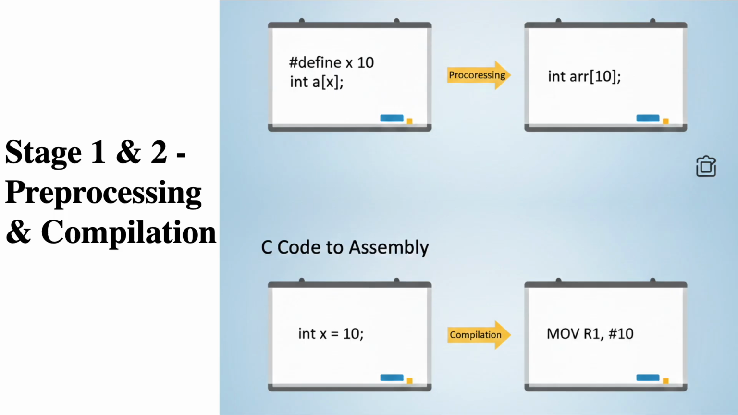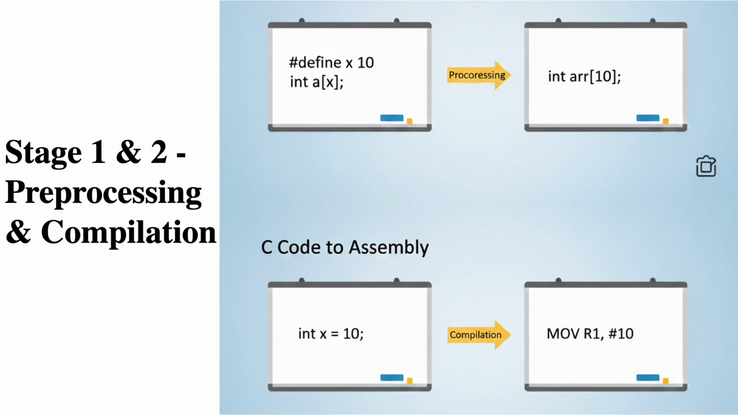Stage one is pre-processing. This is the cleanup crew. It strips out your comments, expands your macros as shown on top of the slide, and pulls in header files. Fun fact, your code actually gets bigger in this stage.